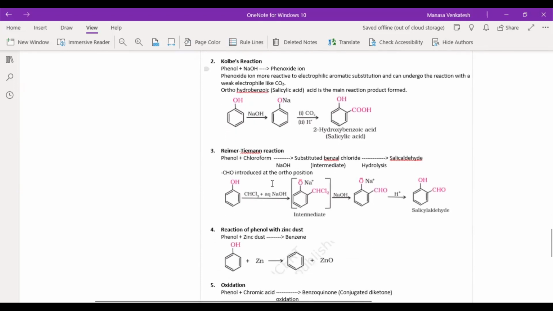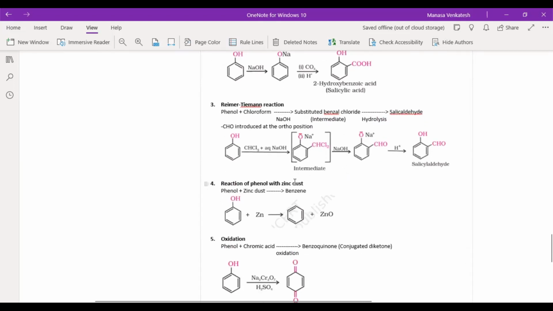Next is Reimer-Tiemann. In Reimer-Tiemann we are getting salicylaldehyde. Remember, in Kolbe's we're getting salicylic acid, and in Reimer-Tiemann we're getting salicylaldehyde. So here, phenol is reacting with chloroform in the presence of sodium hydroxide to give us a substituted benzyl chloride, which is the intermediate. On hydrolysis it will give us salicylaldehyde.